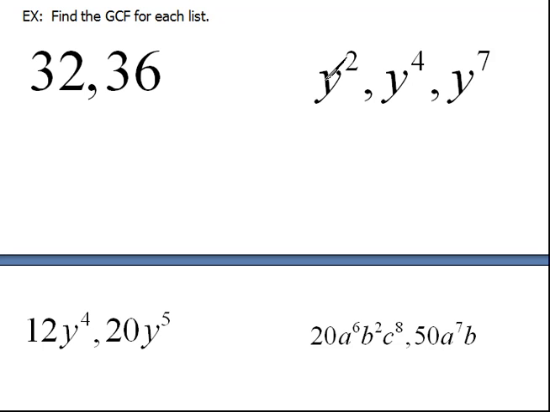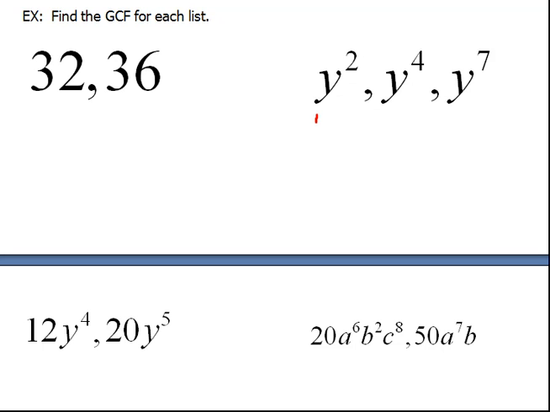Alright, in the last video we found the greatest common factor between 32 and 36. Now this time let's look at variables. We have y squared, y to the fourth, and y to the seventh. Now I want to write out what each one of these truly is so you can really see what's going on with the greatest common factor.